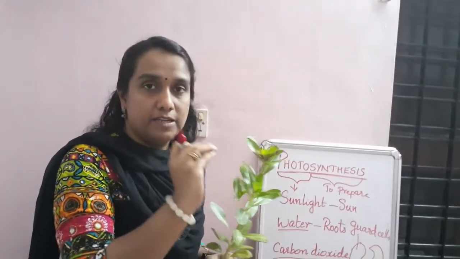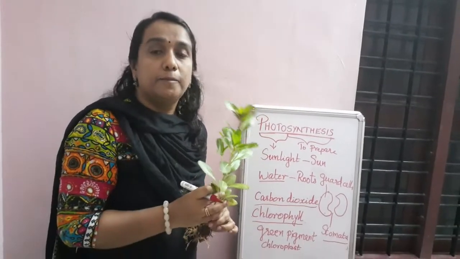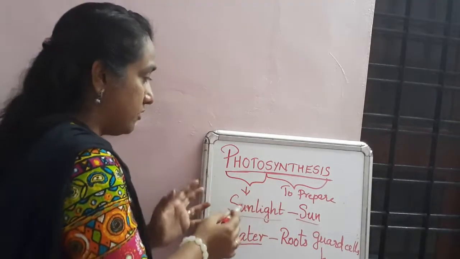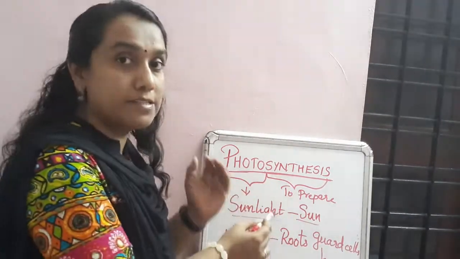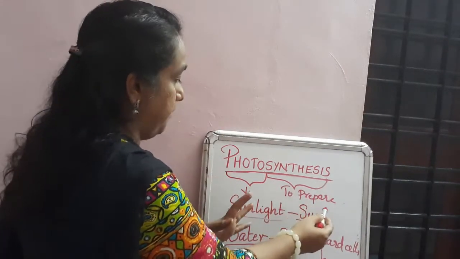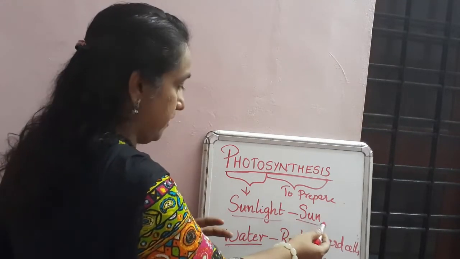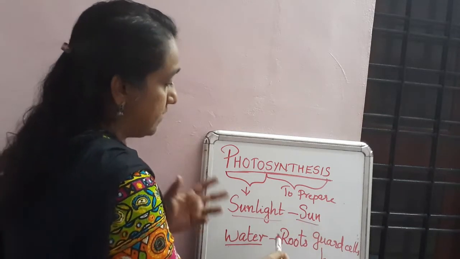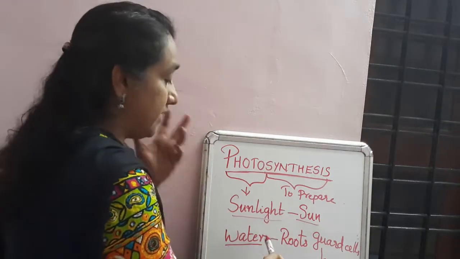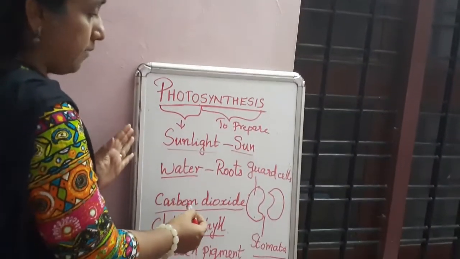So once again I am telling what all are the ingredients, or raw materials, for the process of photosynthesis. Once again we will revise what is photosynthesis. Photosynthesis is the process by which green plants prepare their own food. So photo means sunlight and synthesis means to prepare. So the four ingredients: first, the sunlight, which we get from the sun, that is solar energy, and second, water. Water and minerals are absorbed by the roots, and they will reach the leaves through the vessels. Okay, third is carbon dioxide.